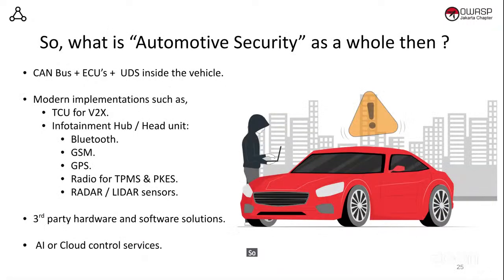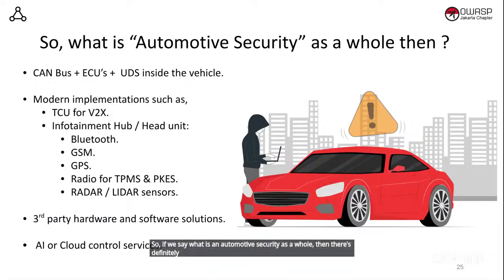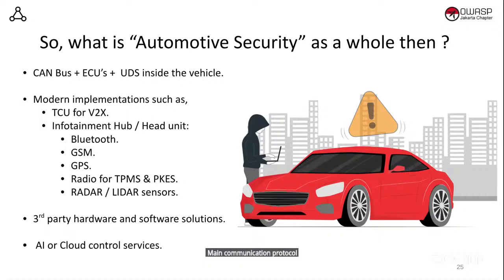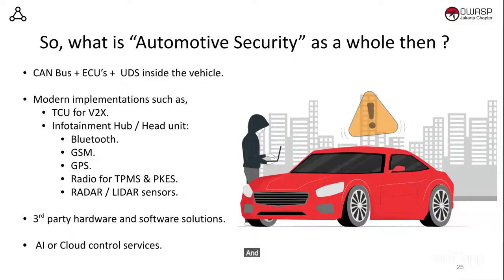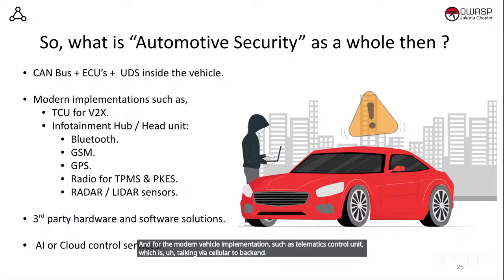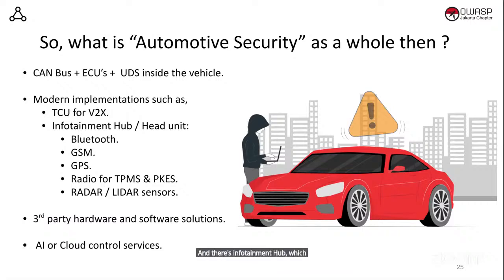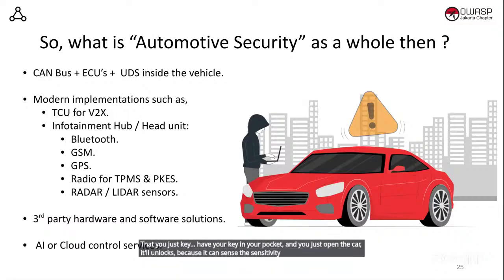So if we say what automotive security is as a whole, then there's definitely CAN bus, which is the main communication protocol between ECUs, and then Unified Diagnostic Services, that is the OBD2 and diagnostic trouble codes. The term for doing that is Unified Diagnostic Services, UDS. And for the modern vehicle implementation, such as the telematics control unit, which is talking via cellular to the backend, there's telematics, and there's the infotainment hub, which combines Bluetooth, GSM, radio, and PKS, passive keyless entry, where you just have your key in your pocket and you open the car, it unlocks because it can sense the proximity and does the transmission without you pressing the button.